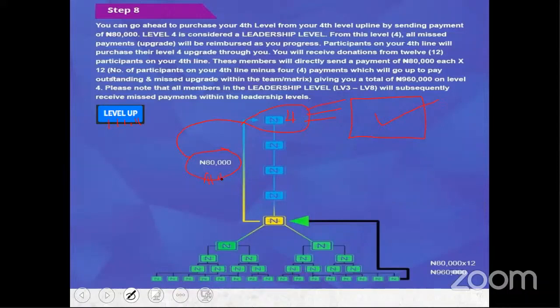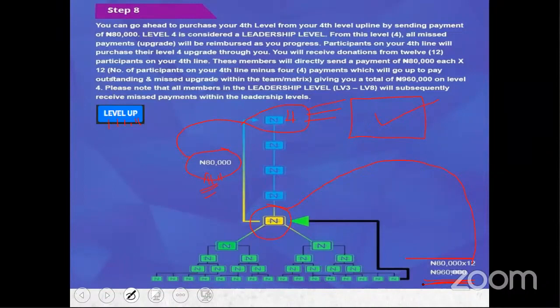Gentlemen and ladies, your very self here that made that payment of 80,000 to him, what happens to you? The system now instructs 12 people to now pay you that same amount of 80,000. That same amount of 80,000 you just paid to somebody. Now you are in control of what? 960,000 naira cash.